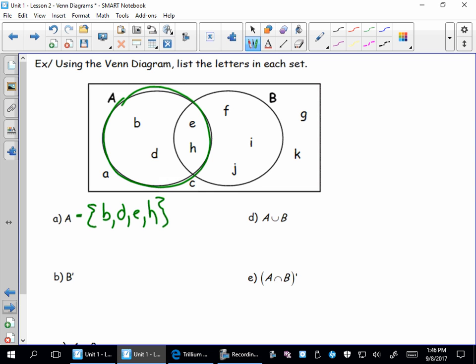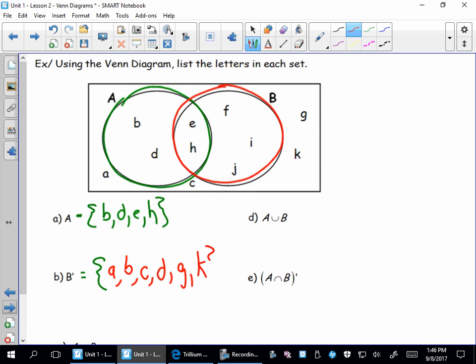I like doing it in alphabetical order just to make sure I didn't miss anything. Okay? Things that are not in B. Well, the things that are in B are all of these things. So the things not in B are not in the red circle. Which things are those? I got the letter A, got the letter C. Oh, I missed one. I got the letter B. I missed that one in alphabetical order, right? B. I got C. I got D. Those aren't in set B. I got G, and I got K. I can list anything that's not in the red circle.